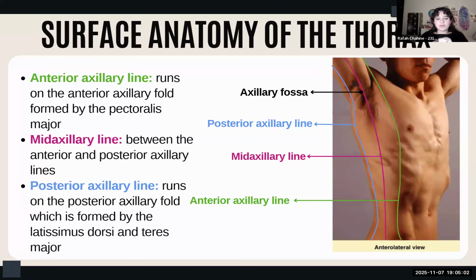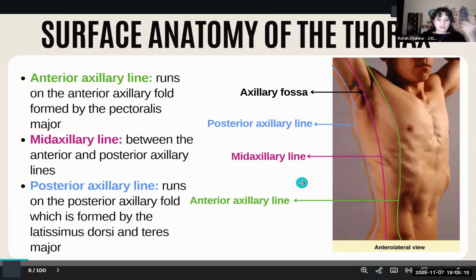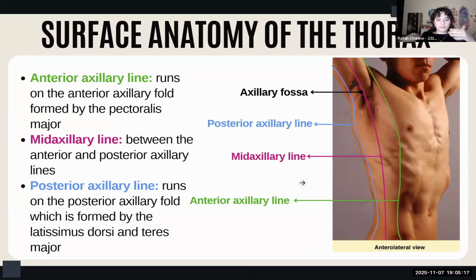Latissimus dorsi and teres major, they make the posterior axillary fold, and that's where your posterior axillary line is going to go down into, all right? Little fun fact just to throw it in there. Latissimus dorsi is also known as the swimmer's muscle because it's the muscle that you use when you're swimming, predominantly.